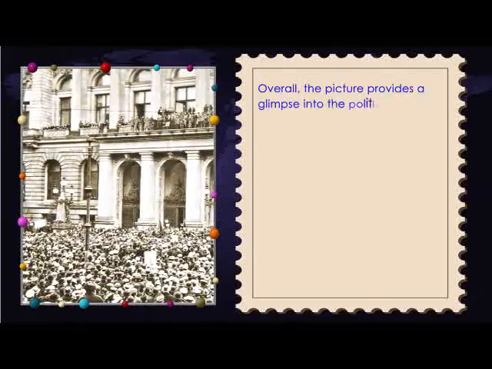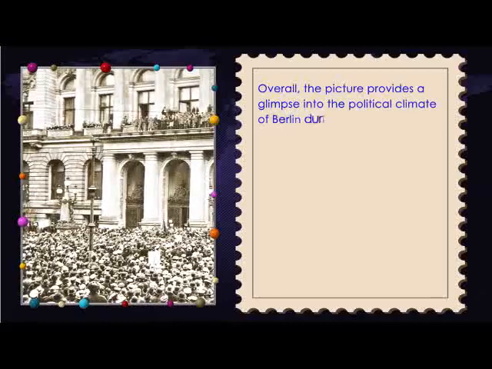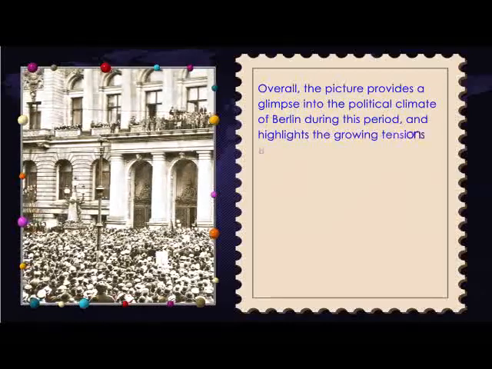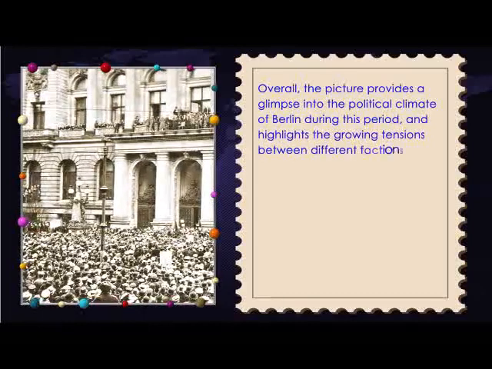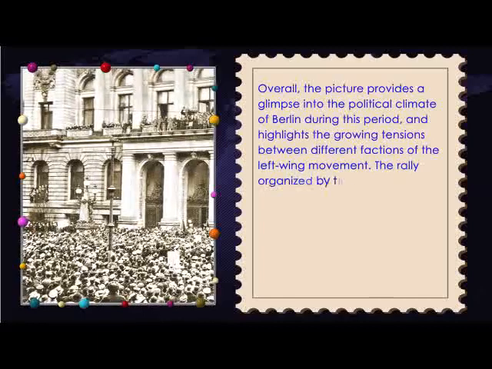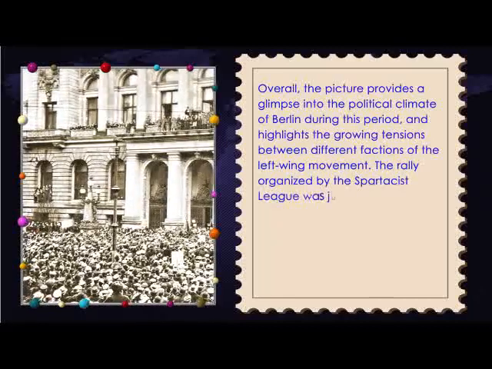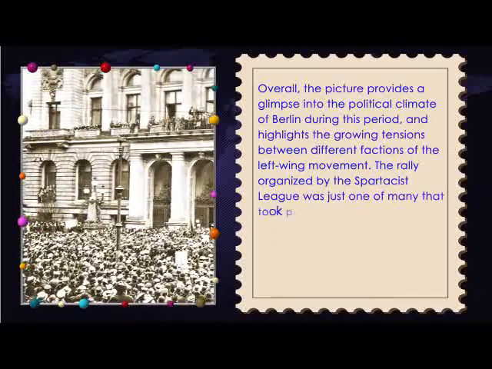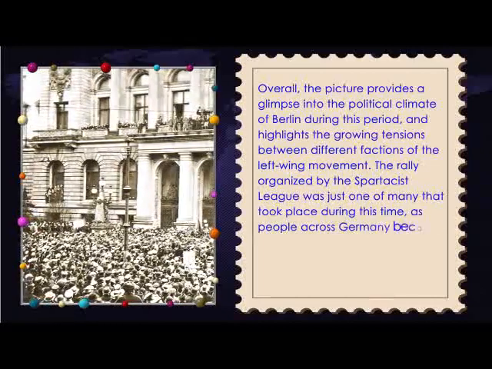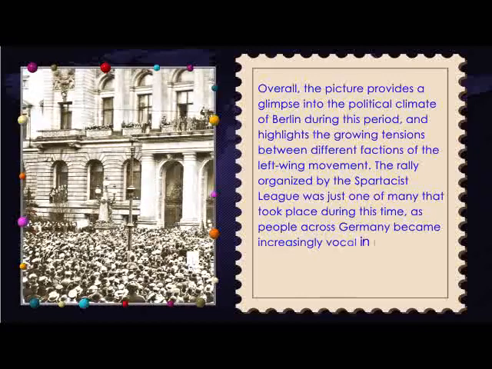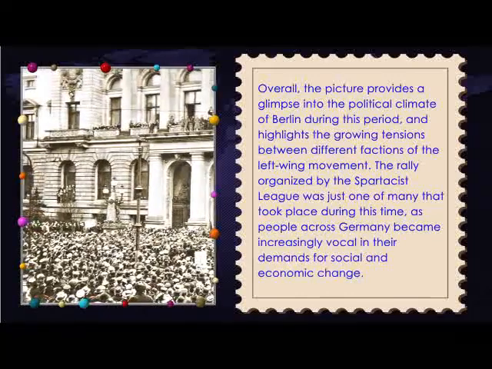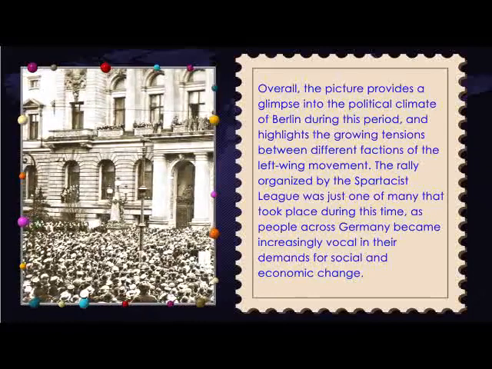Overall, the picture provides a glimpse into the political climate of Berlin during this period and highlights the growing tensions between different factions of the left-wing movement. The rally organized by the Spartacist League was just one of many that took place during this time, as people across Germany became increasingly vocal in their demands for social and economic change.